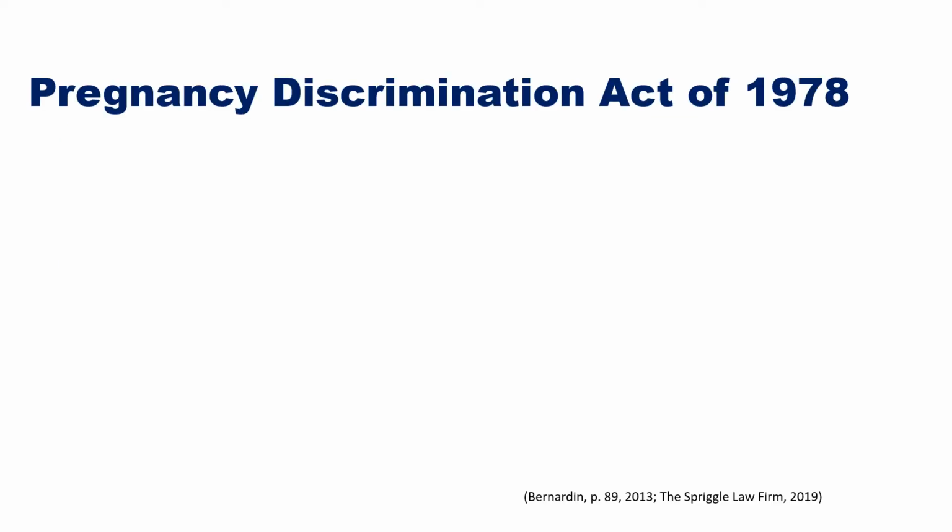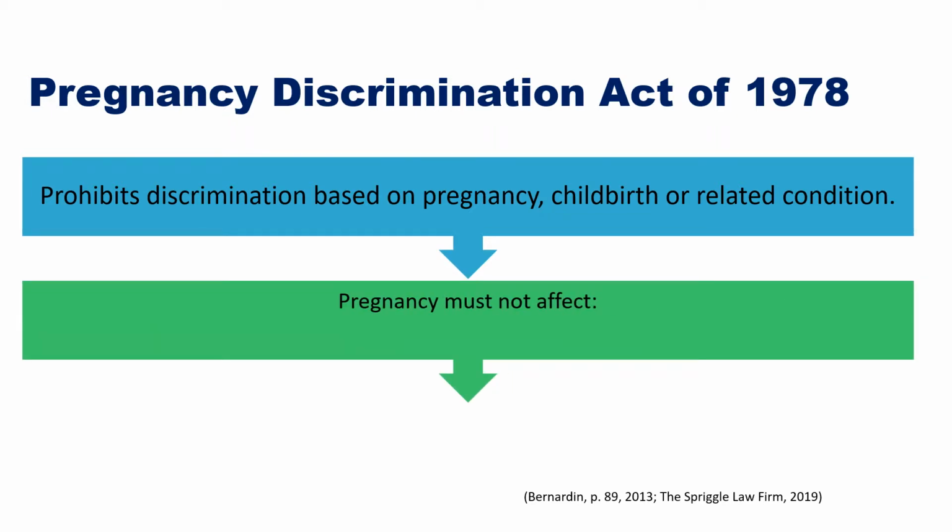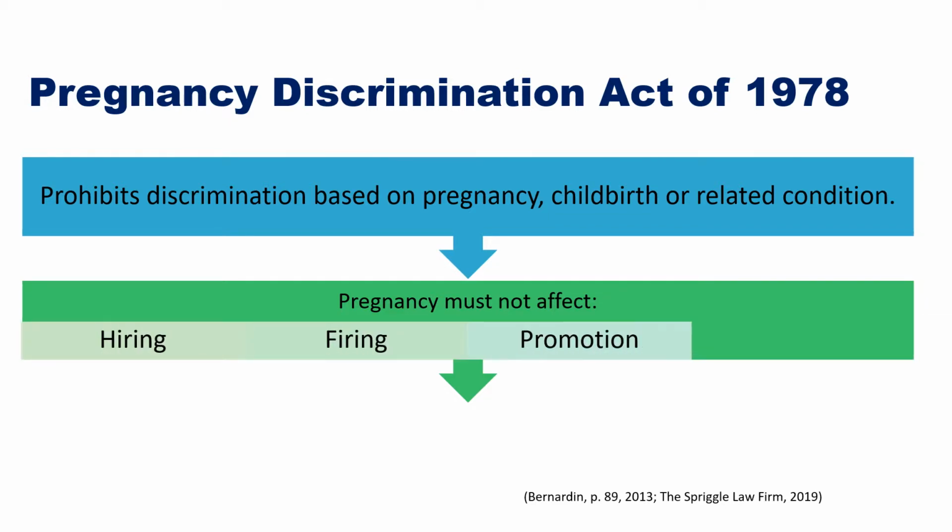The Pregnancy Discrimination Act of 1978. The PDA prohibits discrimination based on pregnancy, childbirth, or any related medical condition. A woman may not be refused a job, fired, refused a promotion, or refused leave because she is pregnant, may become pregnant, or has had an abortion.